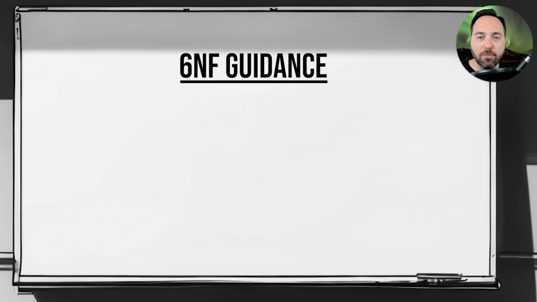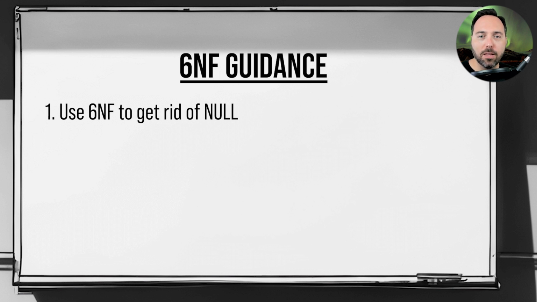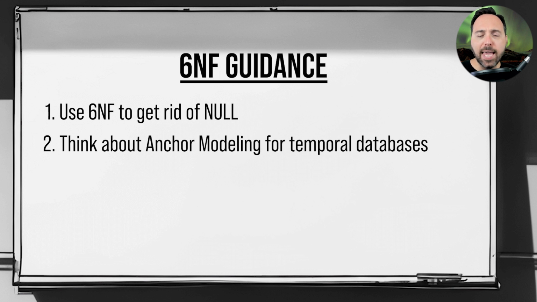This leads me to my final guidance on 6th normal form. If you hate null, like I do, then use 6th normal form to get rid of null. You could go further and make everything into 6th normal form. Anchor modeling, a particular technique for temporal database design, shares a lot of similarity with 6th normal form. But generally, what we see is that the base tables are 6NF, but practitioners then create a series of views which join these tables together into something looking more like 5th normal form.